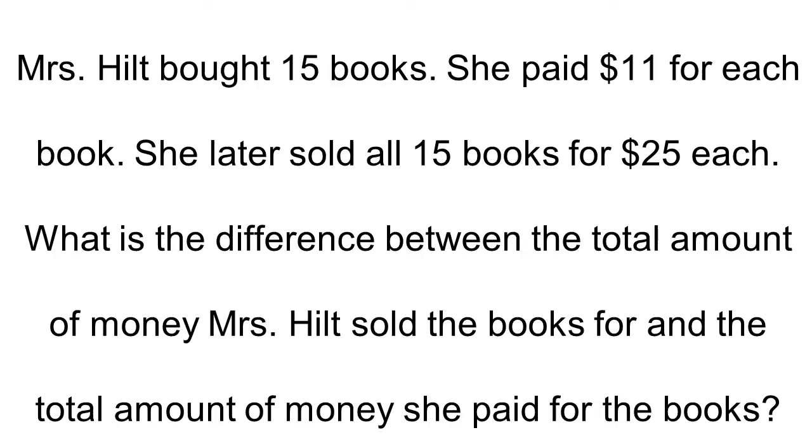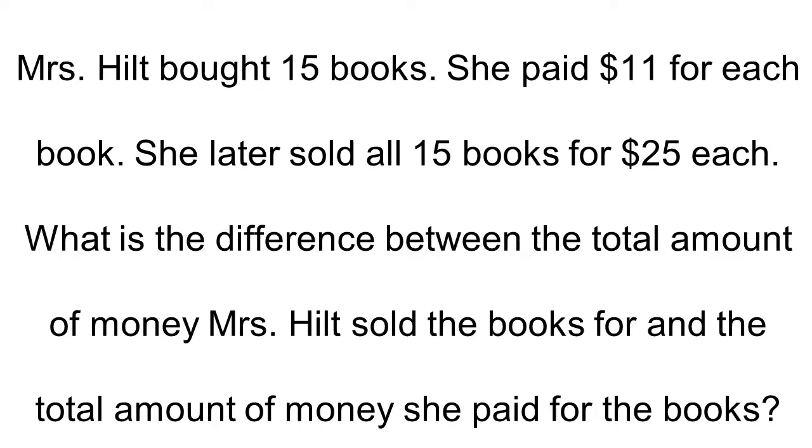It says, Mrs. Hilt bought 15 books. She paid $11 for each book. She later sold all 15 books for $25 each. What is the difference between the total amount of money Mrs. Hilt sold the books for and the total amount of money that she paid for the books?